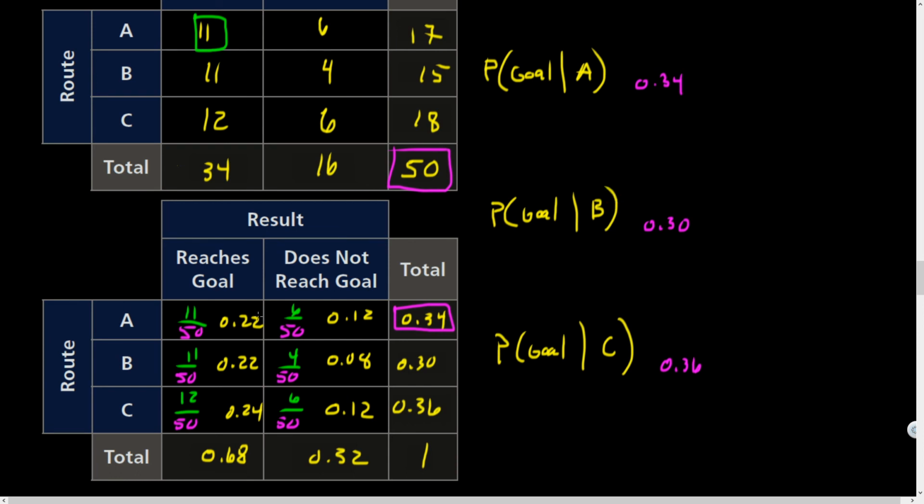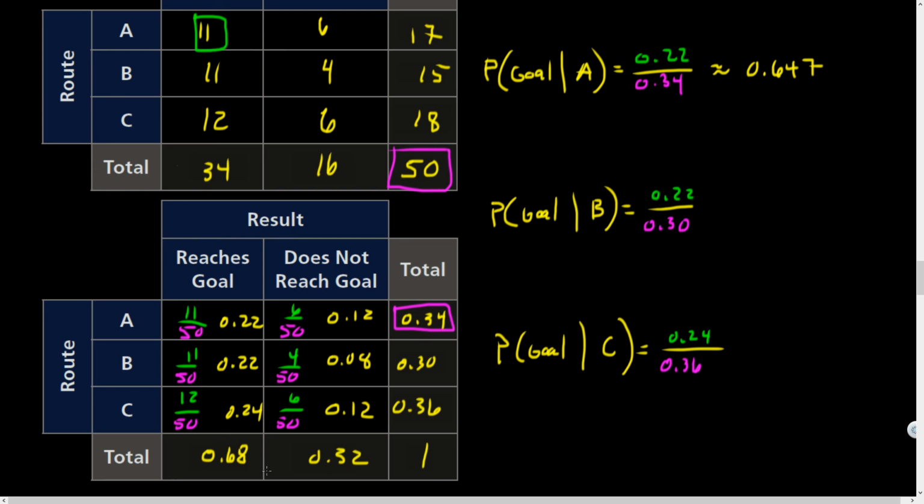Okay, and so this one's going to be 0.22, 0.22, and 0.24, and equals, I guess the division sign is yellow in this case. All right, so 0.22 divided by 0.34 means I got 0.647. So that means if he chose route A, he met his goal 64.7% of the time. All right, that's pretty good.